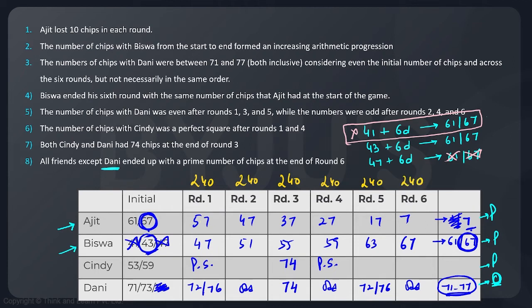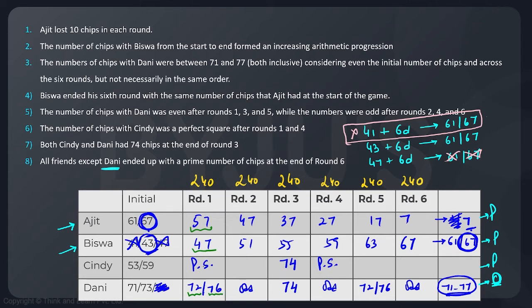Let's start filling it up from round 1. We have 57 and 47. What are 57 and 47? Let's just add them. 57 plus 47 is equal to 104. Now 104 plus 72 gives me 176. Then how much can this number be? It can be 64. But if I take 76, this number would become 60.